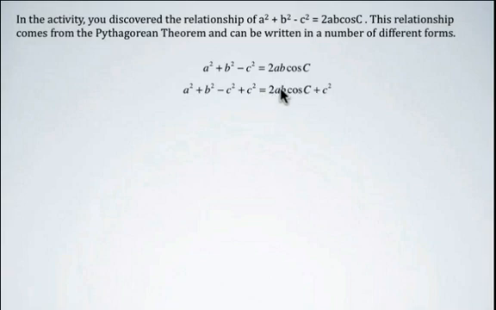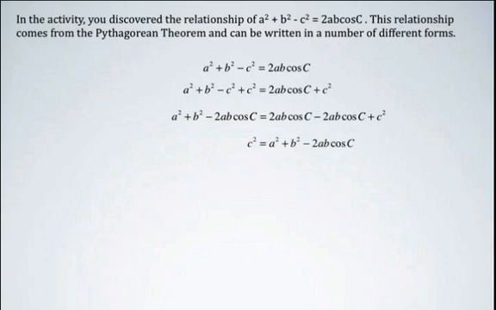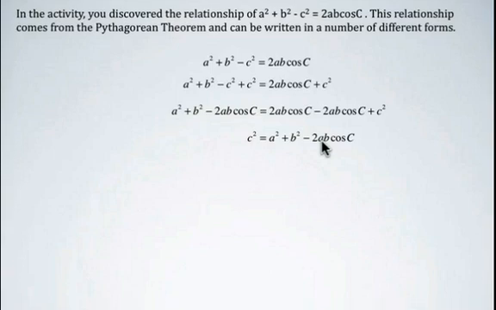Then we have to get rid of, from the right side, 2 times a times b times cosine c. So we're going to subtract that from both sides. And so then what this does is isolate c squared on one side of the equation. So we end up with c squared is equal to a squared plus b squared minus 2 times a b times cosine c.